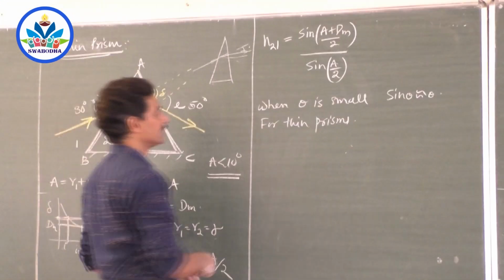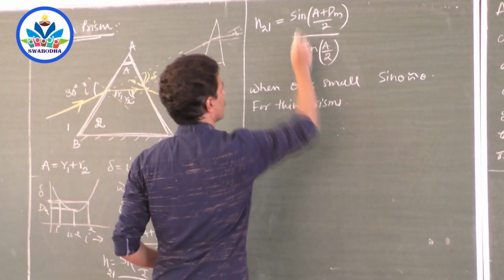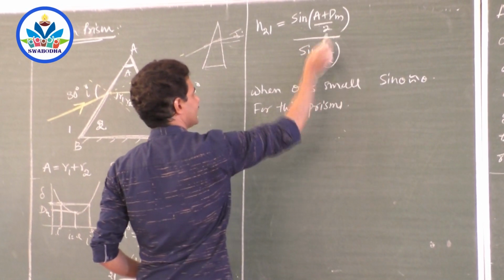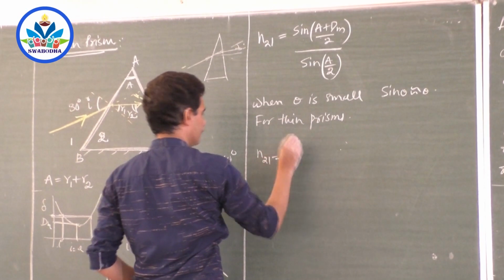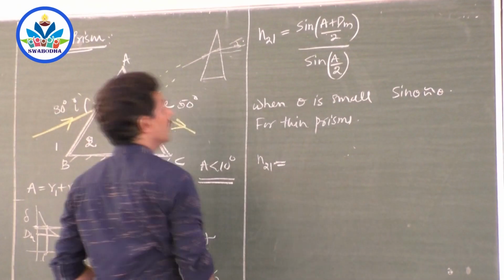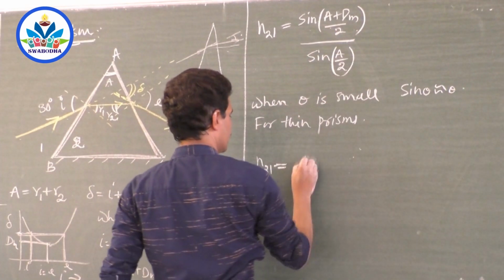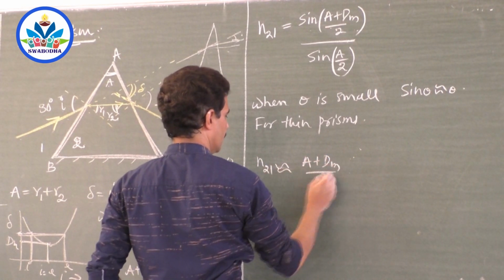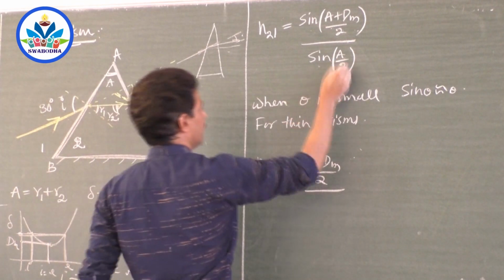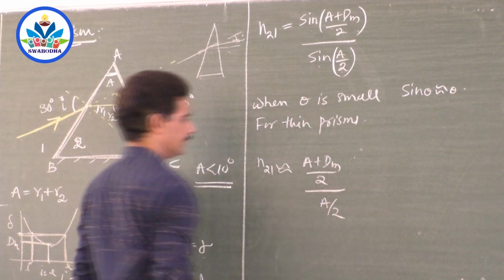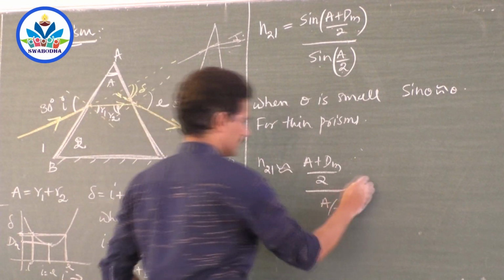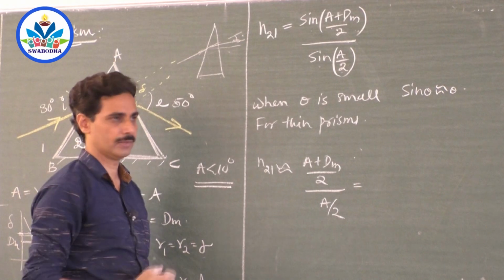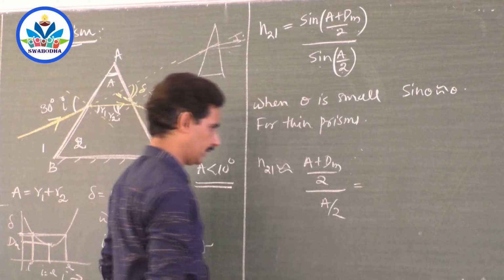For thin prisms, can I write sin theta almost equal to theta? So sin i is almost equal to i, sin r is almost equal to r, r is A by 2. So what does n21 become? This equation: sin((A plus dm)/2) almost equal to (A plus dm)/2, divided by sin(A/2) almost equal to A/2, right? Now I am trying to get an equation for deviation of thin prism. It becomes easier for me to calculate the values.